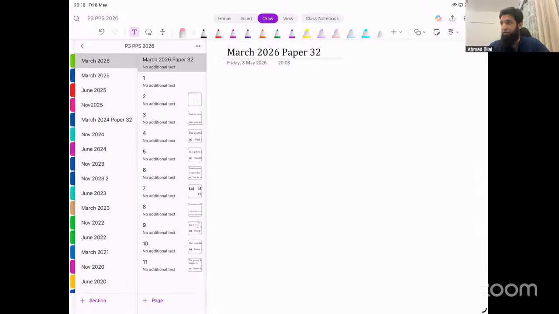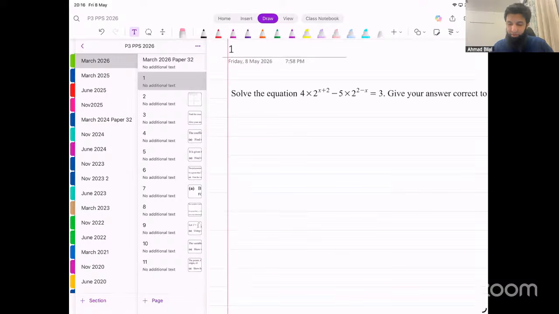I will also try to do the verification as well with each question. Wherever we can verify quickly, we will do that, inshallah. So you know how to do this in the exam as well. All right. March 26, paper 3, variant 2. This is A-level maths. Let's begin.